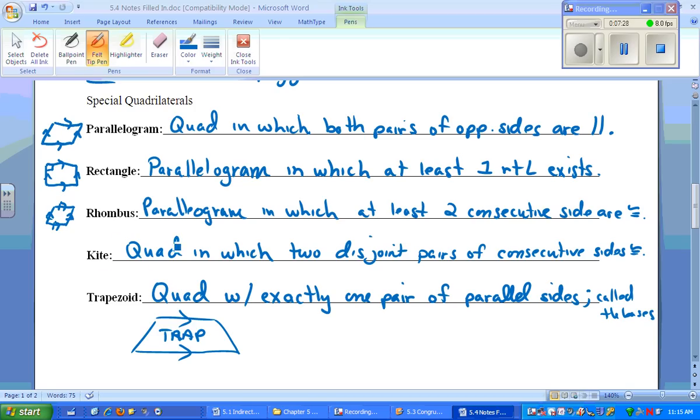The kite is a quadrilateral in which two disjoint pairs of consecutive sides are congruent. And we've talked about a kite. What was the special piece about a kite that we learned from 4.4?